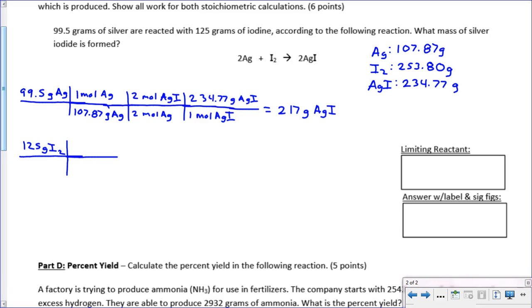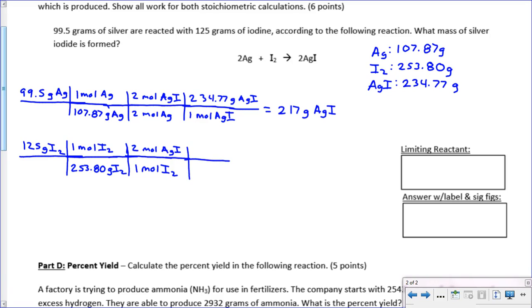For iodine, getting from grams to moles, we know that there are 253.80 grams of I2 in 1 mole of I2. Then we need to get from moles of I2 into moles of AgI, looking at the balanced chemical equation with our coefficients. We know that for every 1 mole of I2, we have 2 moles of AgI.